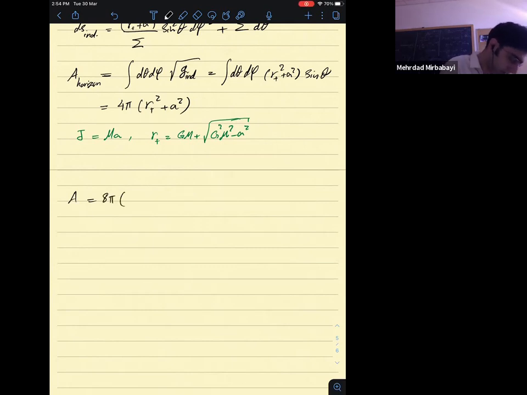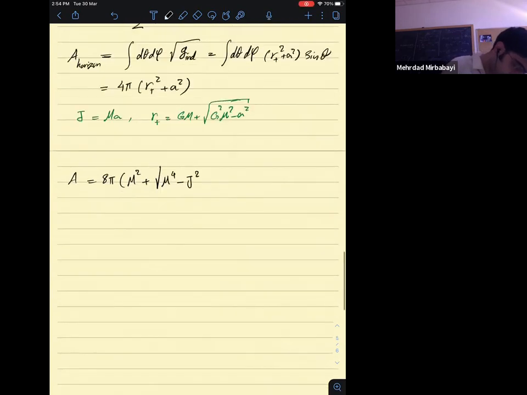8 pi times M squared plus the square root of M to the fourth minus J squared. So I just expressed it in terms of M and J, and now I realize that here I have set the G Newton to 1 in this expression.